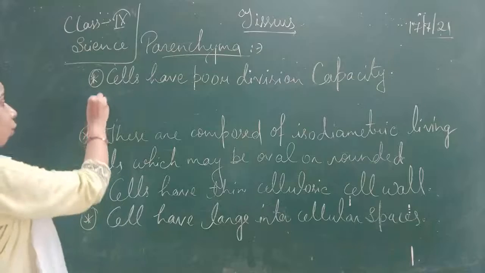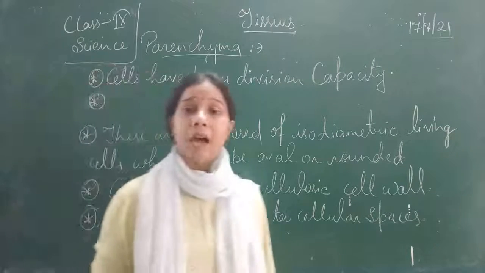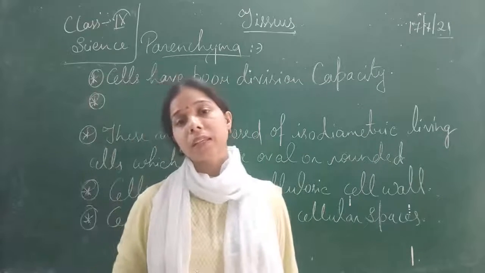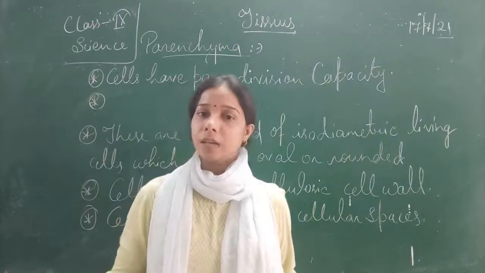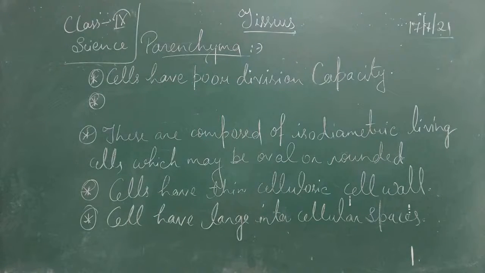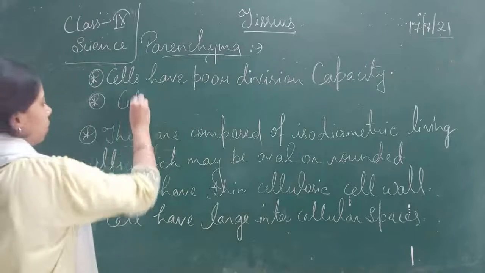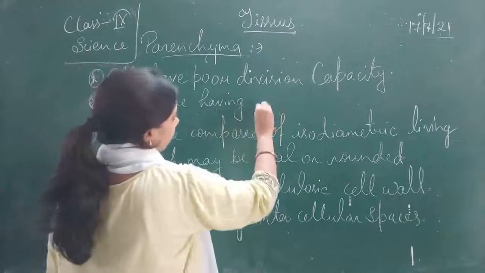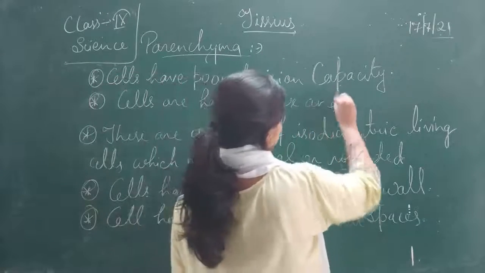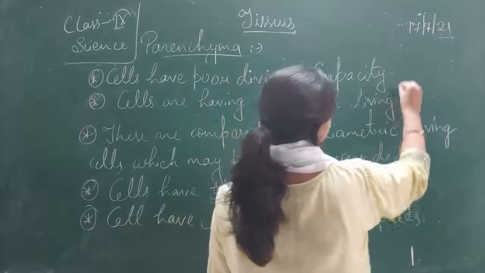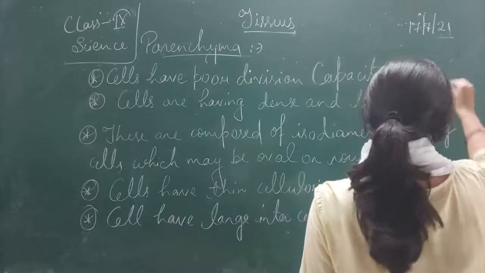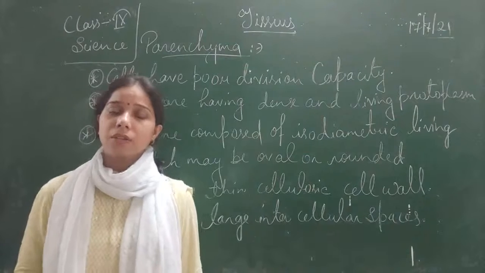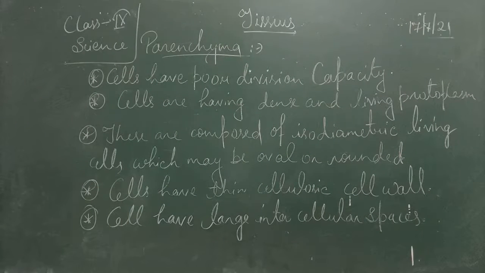Okay. Protoplasm is very prominent, students. It means it has dense cytoplasm as well as prominent nuclei. So that is why we can say it has dense protoplasm, including the cytoplasm and the nucleus. So cells have dense and living protoplasm.